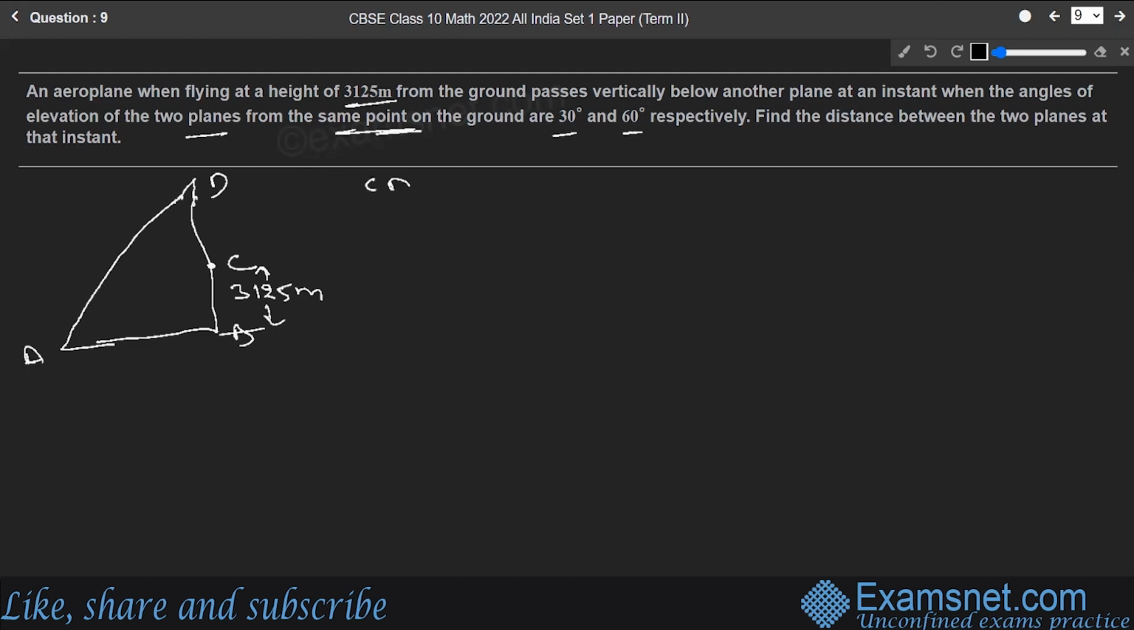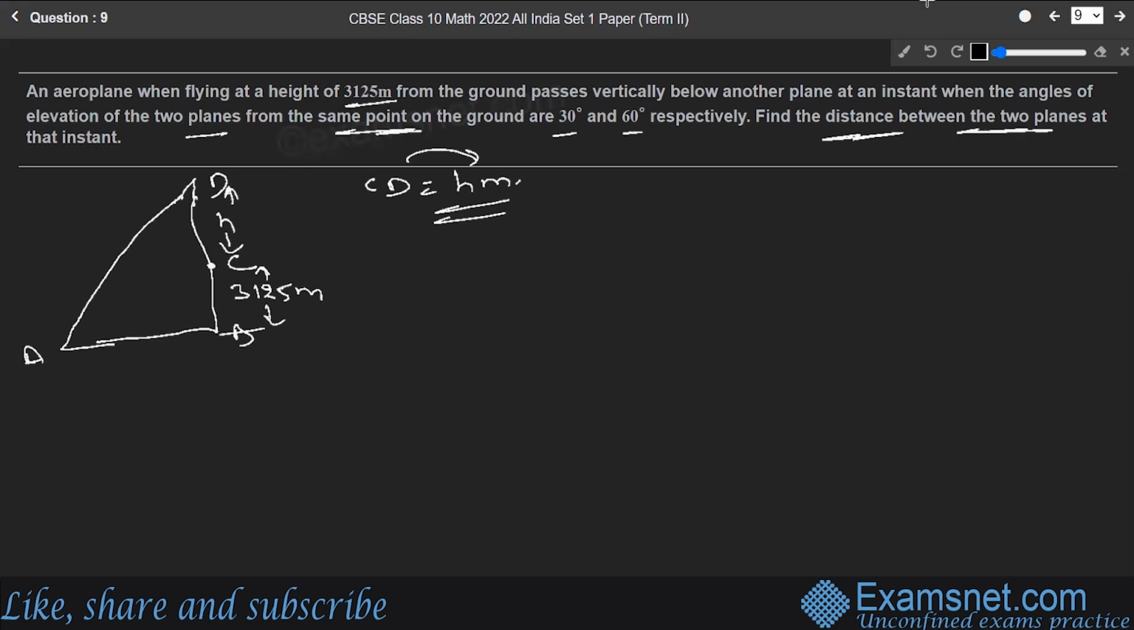Let us take CD, the distance between the first plane and the second plane, and let us assume that as h meter, because that is what is to be found out, the distance between the two planes. Let the distance between the two planes be h meter. So that's what has been displayed between C and D, h.